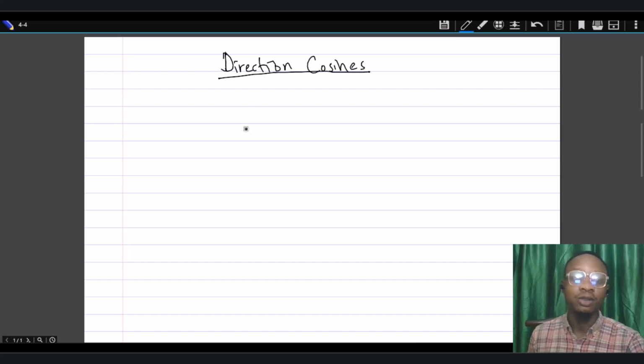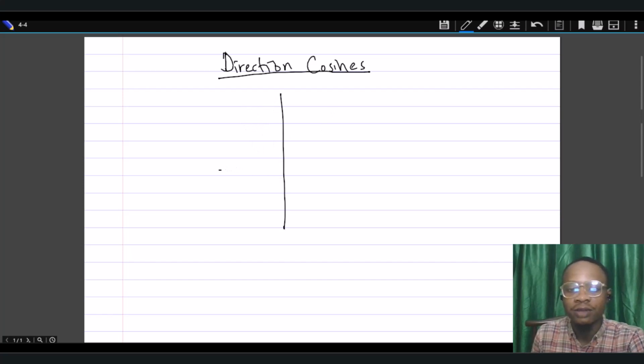Okay, direction cosines. So look at this now in the two-dimensional case. Let's consider the two-dimensional case first. We have this as our x-axis and this as our y-axis. Let's try to have something that looks straight. Okay, so now if we have a vector in two dimensions, let's see.